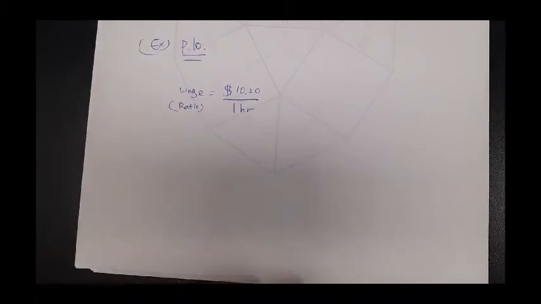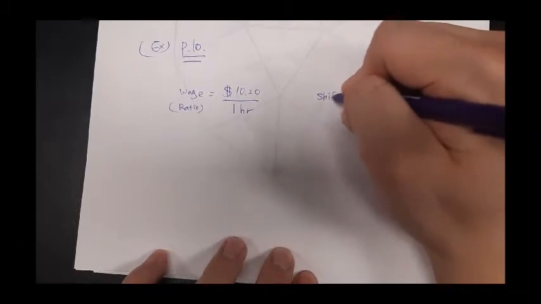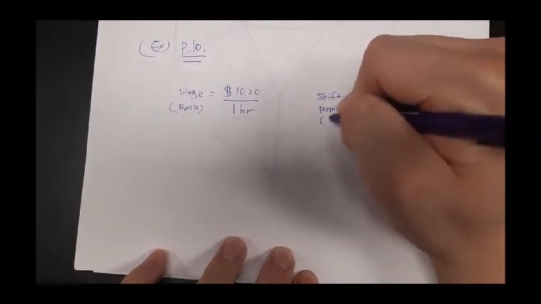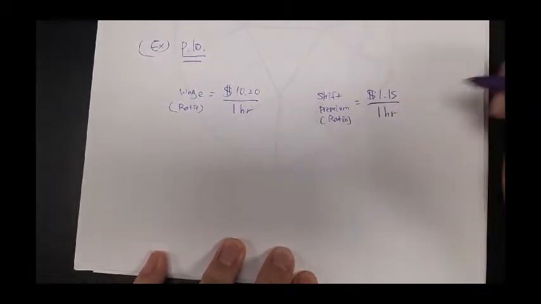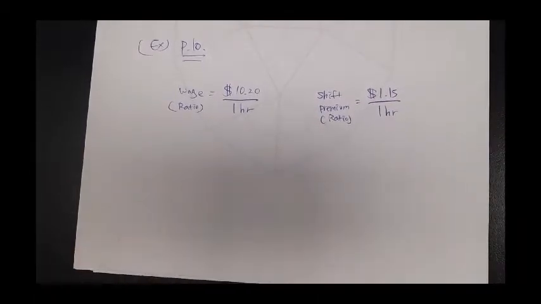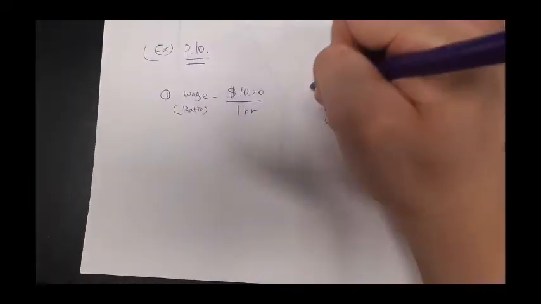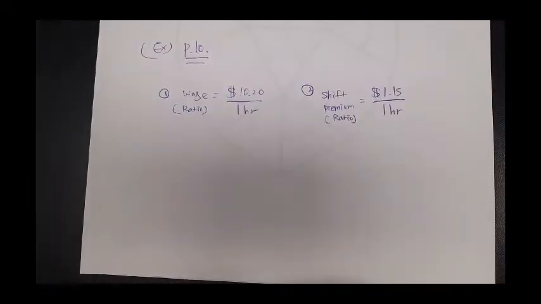When he works the evening or night, he earns shift premium, which is basically a little bit of a bonus amount because you're working outside of the regular hours, like day hours versus night hours. Night hours, some workers receive extra because you're sacrificing your sleeping time. And that shift premium, which I'm going to write down over here, which is also a ratio if you look at the question, is $1.15 per hour. These two wages are what you have from that question on page 10.